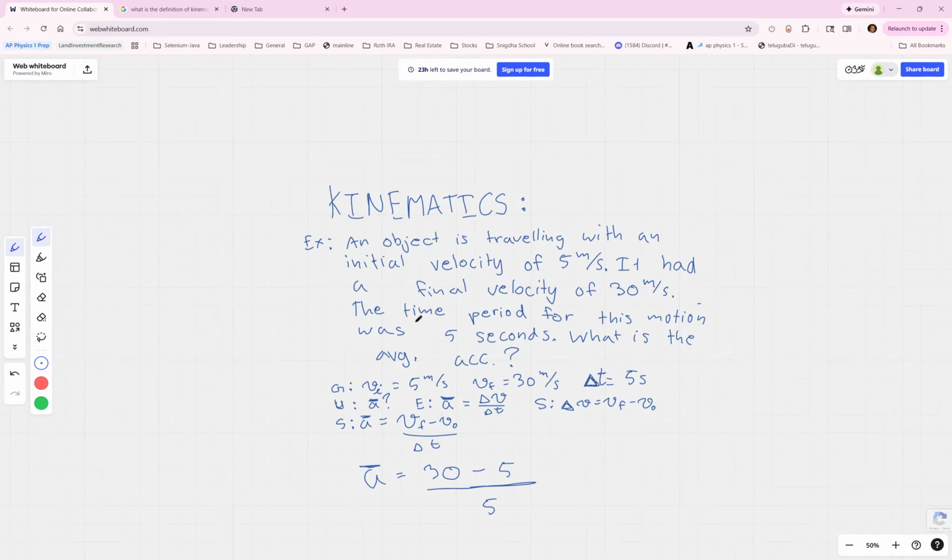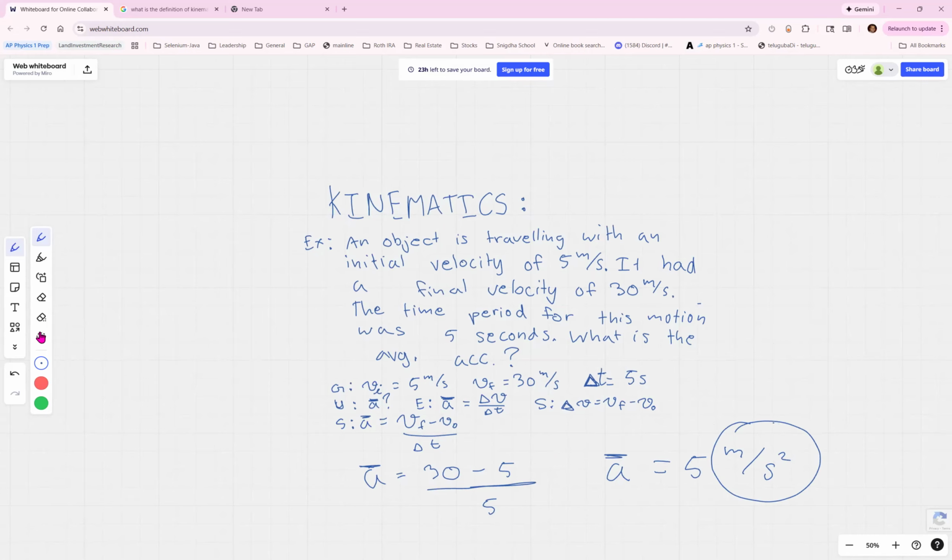It's always important to look back at your given information so that you remember what you're given and can substitute correctly. Now we just do some simple subtraction and division to get that the average acceleration is equal to 5 meters per second squared. And it's always important to have the same units as you were given. Because our whole question was given in meters per second, time in seconds, and displacement in meters, we're going to use meters per second squared.